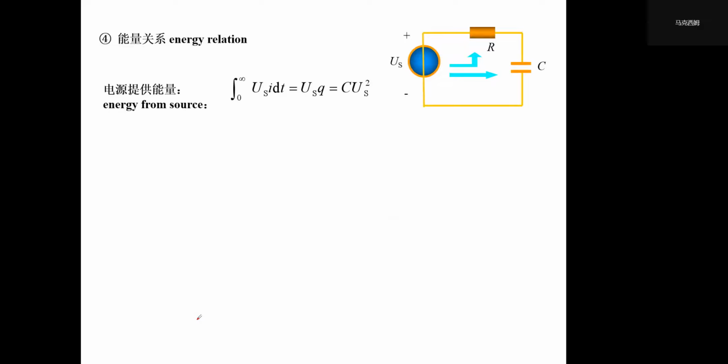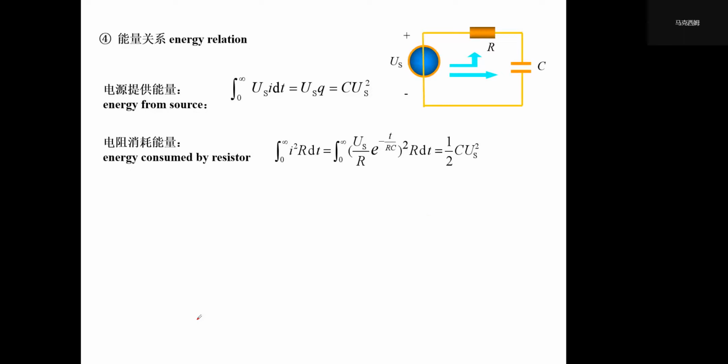And let's see the energy relationship. The energy relationship is very simple. Part of the energy is consumed by the resistor and burned into heat. The other part of the energy is stored in the energy storage component. So the energy from the source we can calculate as US times I, integrated from time 0 to infinity, and it equals C times the square of US.